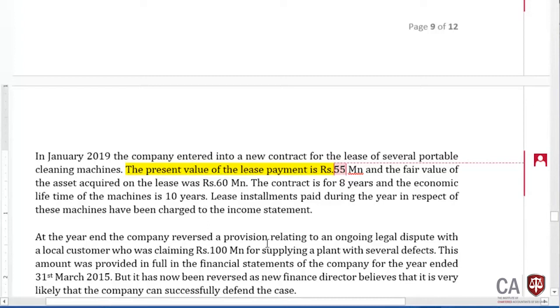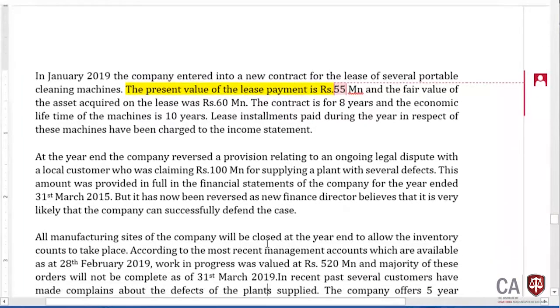Then the next item is, as you know, we have to identify 4, I think we have already identified. At the year end, the company reversed a provision relating to an ongoing legal dispute with a local customer who was claiming 100 million. Now, the company has reversed this provision, 100 million. Again you can calculate: is 100 million material? Like I explained to you, something more than 5% of profit, or 0.5 to 1% of revenue. So, there are benchmarks when you discuss materiality, and it is very easy to understand.